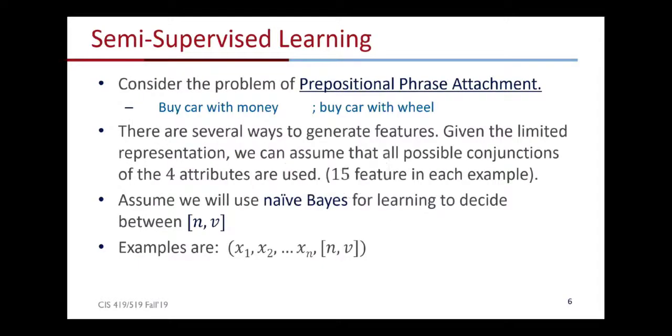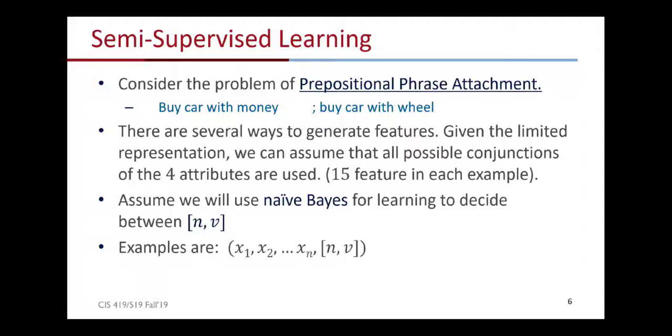And let's start by talking about semi-supervised learning. So the running example that I'm going to use here is something that is called prepositional phrase attachment. So here are two sentences: buy car with money, buy car with wheels. And you can see that the word with here is different, right? So one of them is car with wheels, and the other one is buy with money. So the attachment of the preposition is different.